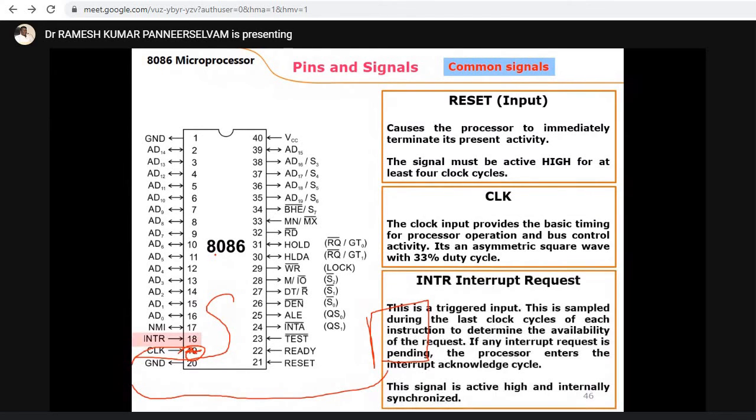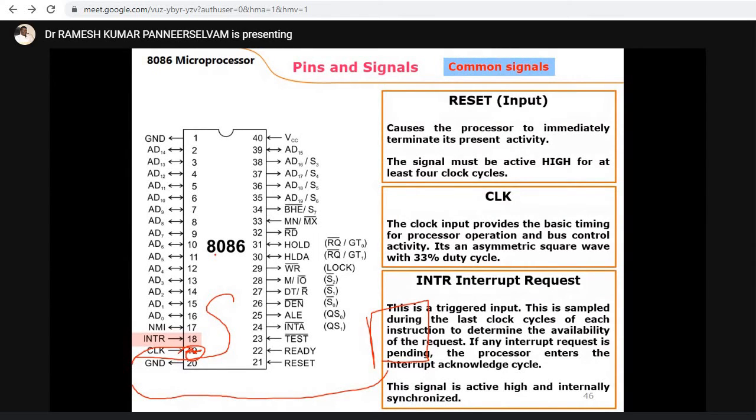Then we have interrupt request. This is a level-triggered input. It is sampled during the last clock cycle at the end of executing each instruction. This particular INTR, interrupt request signal, is verified. Any external input coming through this INTR indicates that there is an interrupt request. When I say interrupt, it is a disturbance to the normal execution.